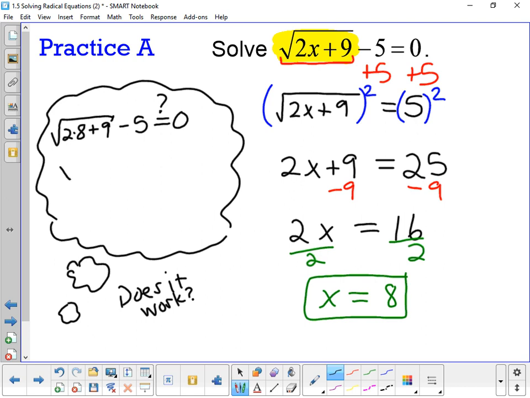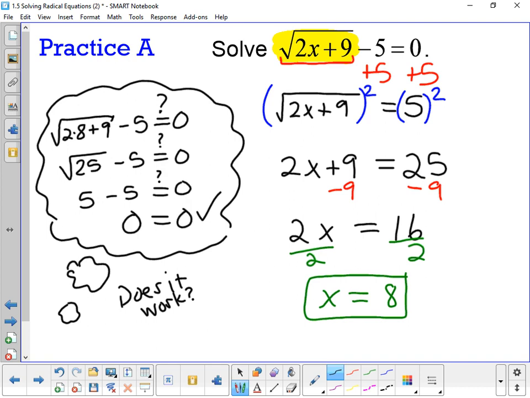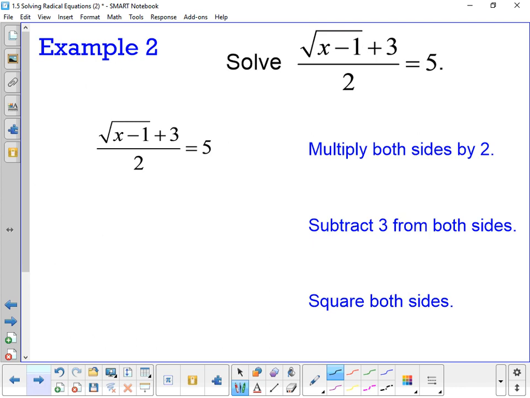This quantity right here, 2 times 8 is 16 plus 9 is 25. And square root of 25 is 5. Does 5 minus 5 equal 0? It sure does. So we've checked it just to make sure it works, and it does. So this is a true solution to our equation. In a second, you'll see what it might look like if it's not a true solution.